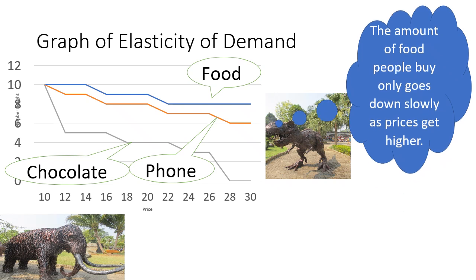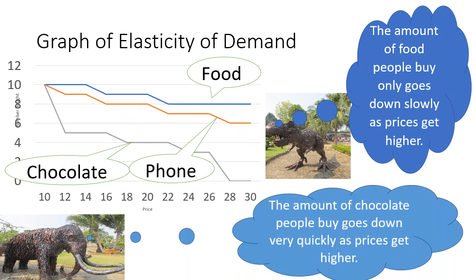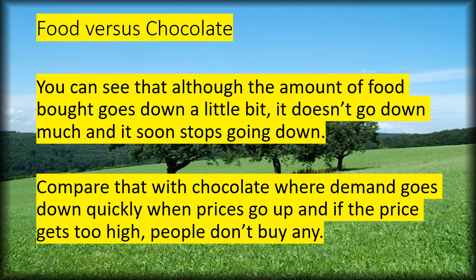So we can say the amount of food people buy only goes down slowly as prices get higher. The amount of chocolate people buy goes down very quickly as prices get higher. So comparing food with chocolate, you can see that although the amount of food bought goes down a little bit, it doesn't go down much, and it soon stops going down. Compare that with chocolate, where demand goes down quickly when prices go up, and if the price gets too high, people don't buy any.